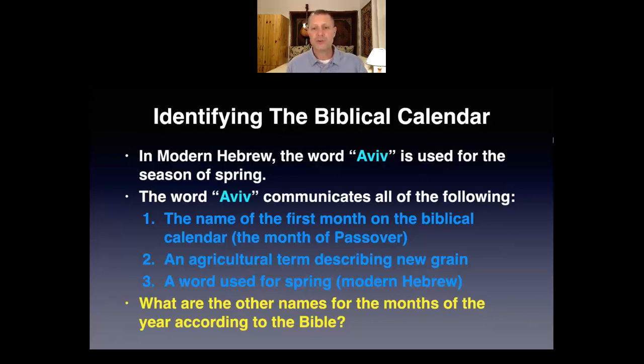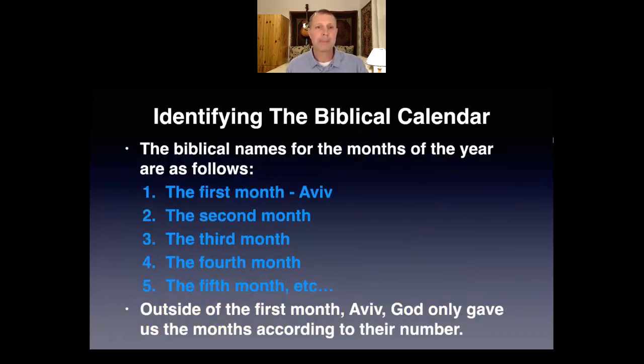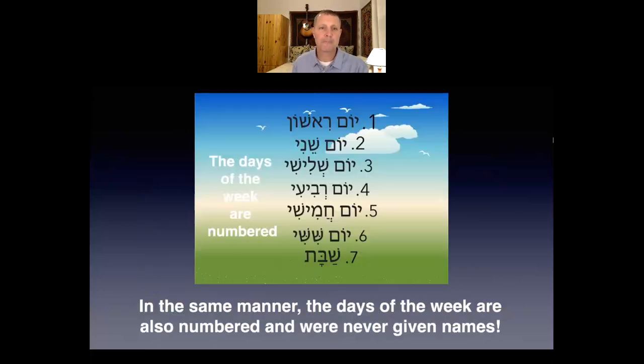So what are the other names for the months of the year according to the Bible? Here is a list of the biblical names for the months of the year. The first month is Aviv. The second is the second month, then the third month, the fourth month, the fifth month, etc. Outside of the first month, Aviv, God only gave us the months according to their number.